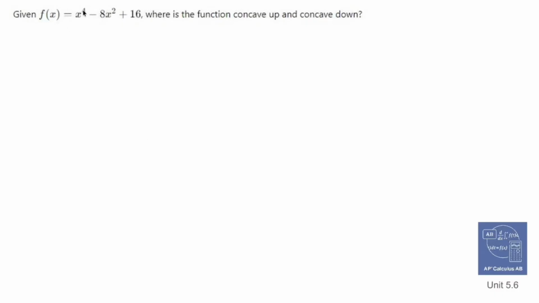Given f of x equals x to the fourth minus 6x squared plus 16, where is the function concave up and where is it concave down? Well, the function is concave up when your second derivative is positive. It's concave down when your second derivative is negative. So in order for me to find the second derivative, I have to find my first derivative first, and that's going to involve power rule a couple times.